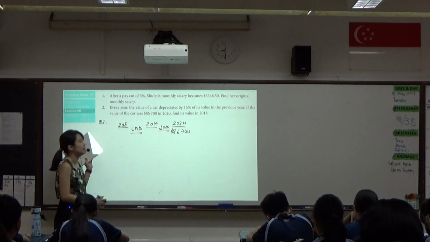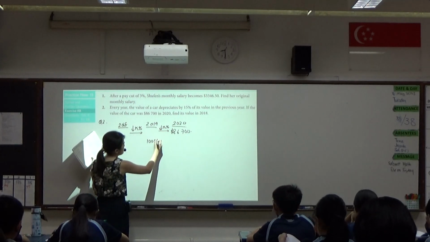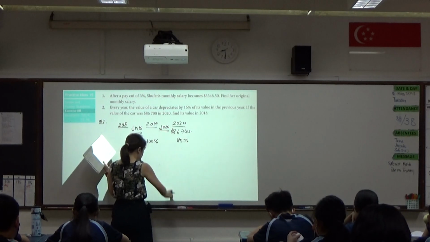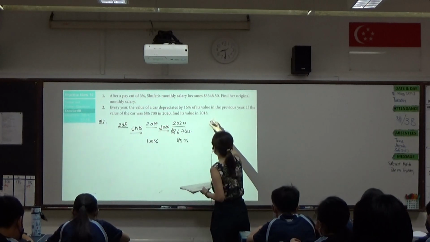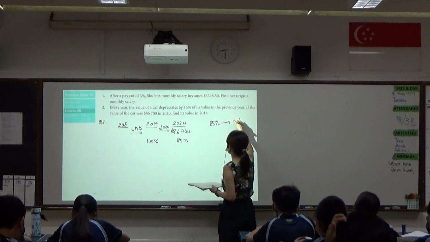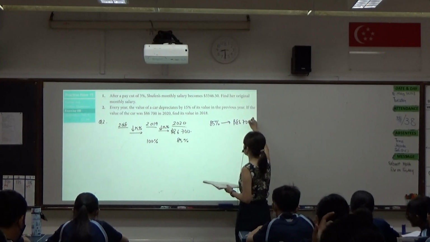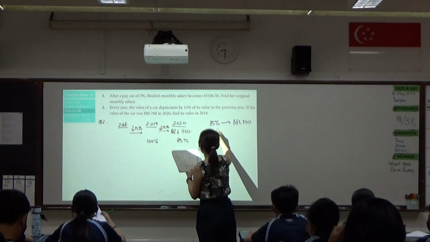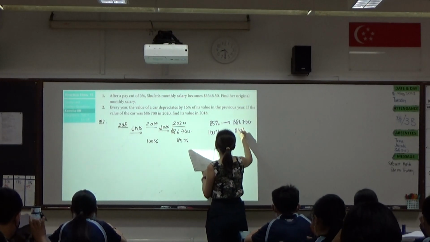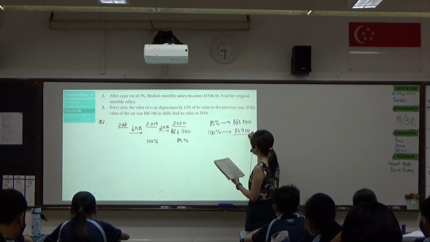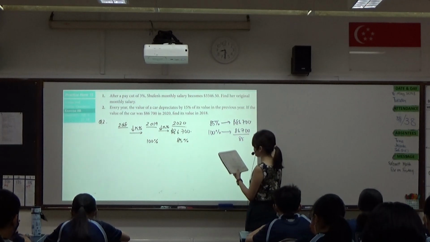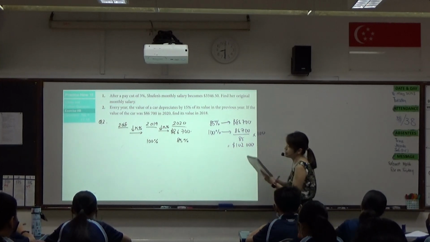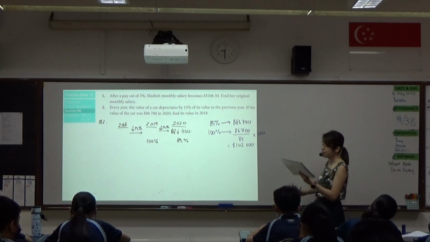Represents how many percent if this is 100%? 85%, right? Okay, so this will have to be 85. So, therefore, 85% is $86,700. And then 100% will be 86,700 divided by 85 times 100. And we will get $102,000.